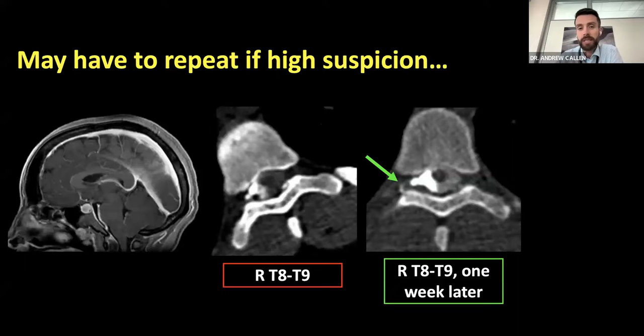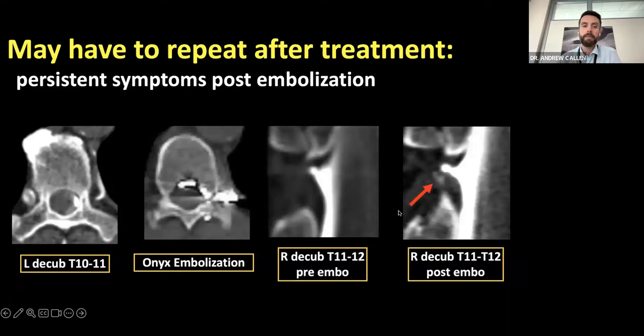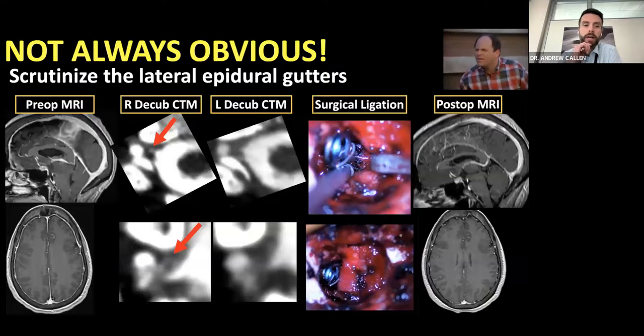You may also have to repeat these images if you have high suspicion. This was, I thought, a very good exam with dense contrast, but we repeated it a second time because we just thought the fistula was there based on the MRI brain. And we found it, even though the first exam was negative, at the same spot that was previously negative. This patient had an Onyx embolization of their CSF venous fistula on the left, had persistent symptoms, and so we thought perhaps she had developed a new fistula, and indeed, contralaterally at the level below, there was a new tiny draining vein. And so these things can reoccur after treatment. You have to listen to the patient. If they're telling you, I'm still having orthostatic symptoms, they could still be leaking, and you must rule that out before thinking of another cause.